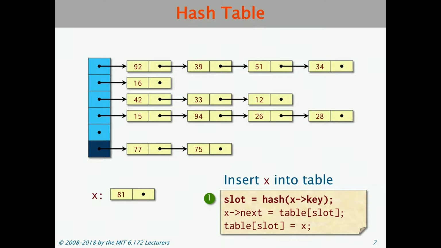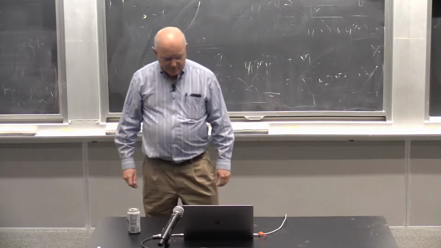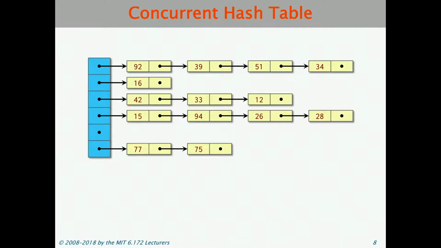And so now what I do is make the pointer of X go to the first element of that list, and then I make the slot value now point to X. And that effectively, with a constant number of operations, inserts X into the hash table, and in particular into the linked list in the slot that it's supposed to be. Okay? This is all familiar, right? So now, what happens when you have multiple parallel instructions that are accessing the same locations?